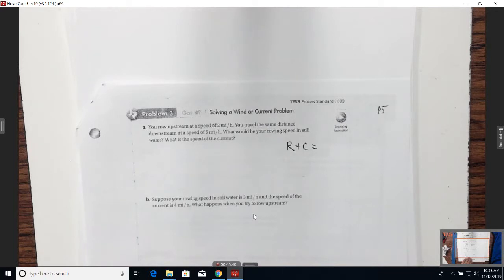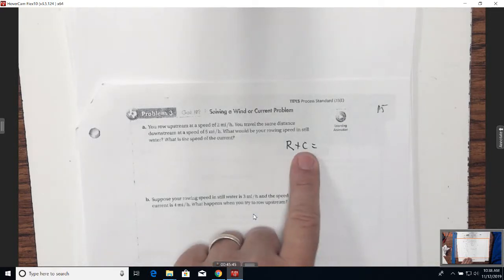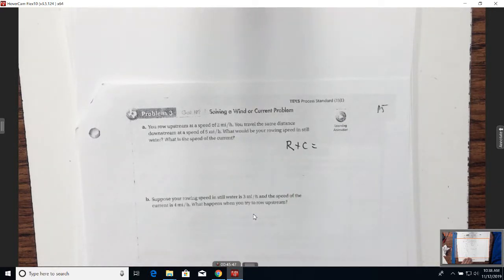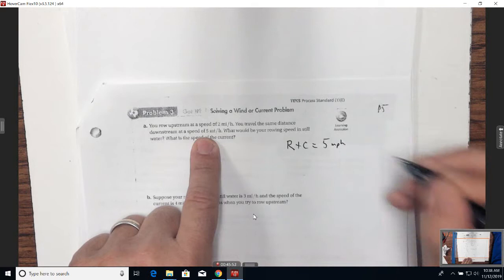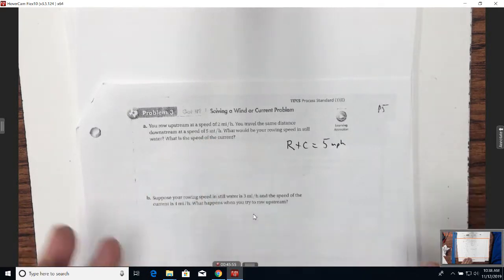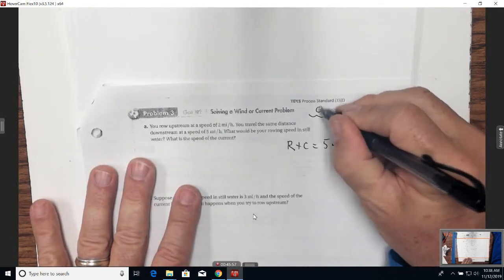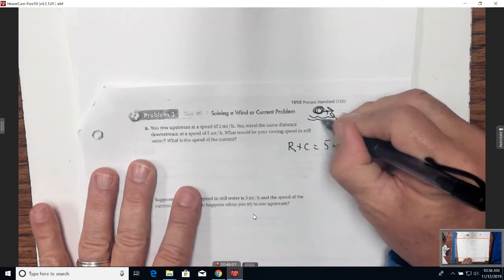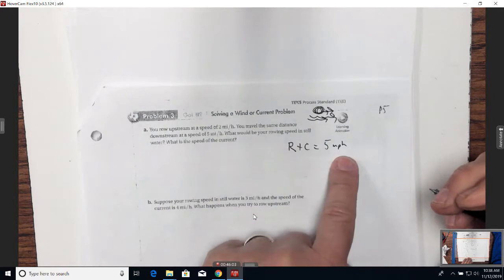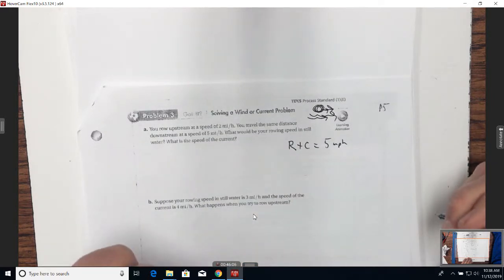All right, what's my speed of rowing if there was no current? I don't know. What's the current speed? I don't know. But I do know that my rowing downstream is 5 miles per hour, which is going to make me go faster. So downstream means I'm going with the current. So I'm going this way in my rowboat, and the current is pushing me this way, which is causing me to go faster. Do y'all follow that?